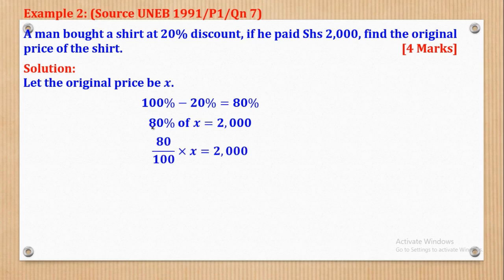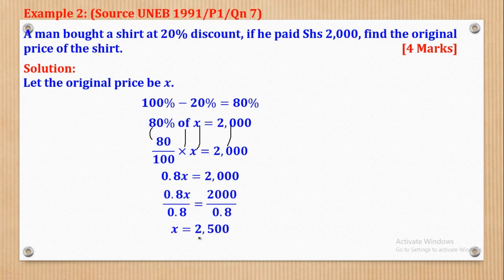So 80% means 8 over 100. Of means multiplication, X is there, 2,000 is there. So when you simplify, you shall come up with 0.8x is equal to 2,000, and when I divide both sides by 0.8, I'll come up with that. Therefore, X will now be 2,500 shillings.